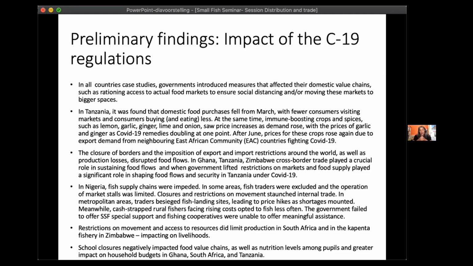School closures also had a negative impact on the food value chain, and more particularly an example in Tanzania. One of the farmers mentioned that a lot of the children are at boarding schools, and now with the lockdown, they are part of the family food basket, and it really created strain on the purchasing of food in very difficult times in Tanzania. So definitely impacting on household budgets both in Ghana, South Africa, and Tanzania.